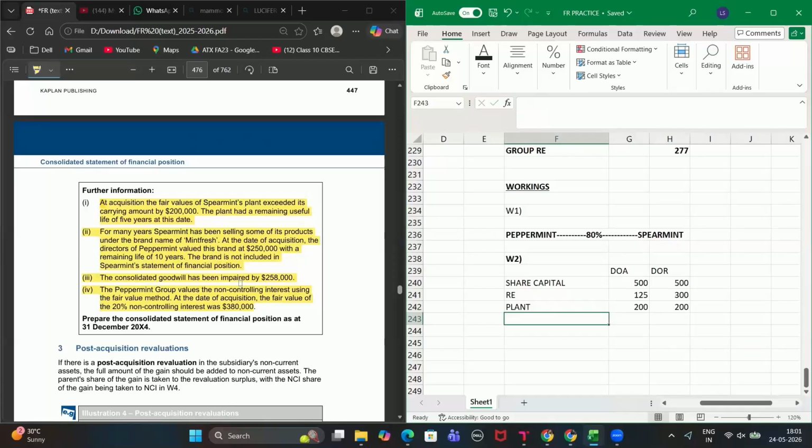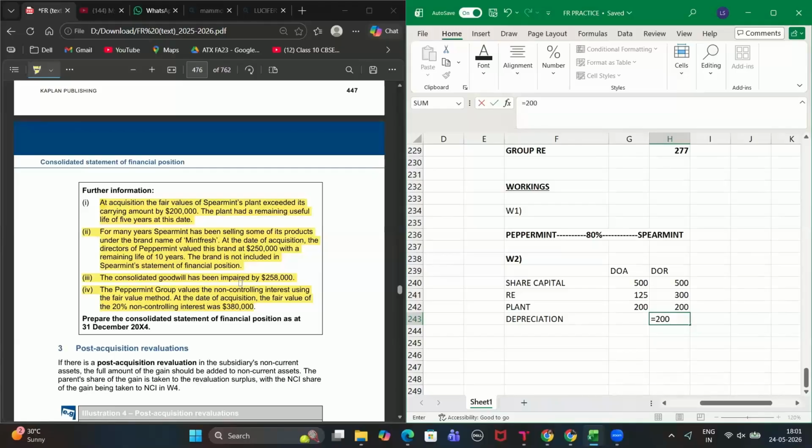Since we are revaluing this asset, what happens to its depreciation? It changes, right? Exactly. So we have to adjust the depreciation here. What is the increase in fair value for plant? It increased by 200, right?